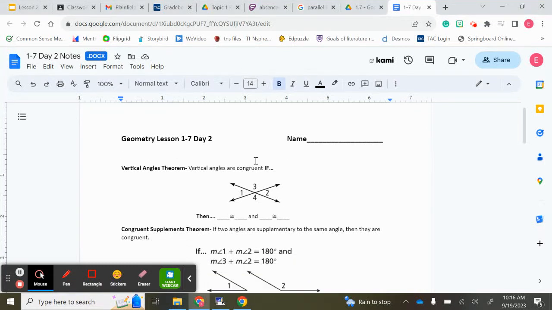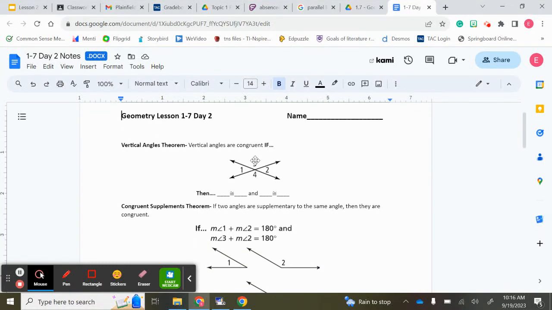Okay, so looking at this day 2 worksheet, we're going to go over some rules that we're going to need to know for our proofwriting. The first one states the vertical angles theorem. Vertical angles are congruent if angle 1 is congruent to angle 2 and angle 3 is congruent to angle 4. So we're essentially looking at this as 1 with 2, 3 with 4. So those are congruent.